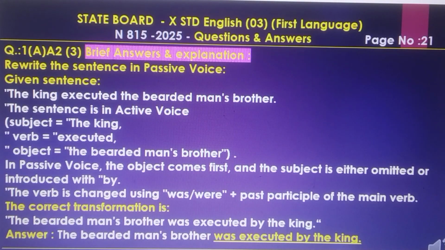The brief answer and the explanation of these questions are here. Given sentence: the king executed the bearer man's brothers. The sentence is in active voice. Subject: the king, verb: executed, object: the bearer man's brothers. In passive voice, the object comes first. The subject is either omitted or introduced with by. The verb is changed using was or were plus the past participle of the main verb. The correct transformation is: the bearer man's brothers were executed by the king. Answer: the bearer man's brothers were executed by the king.